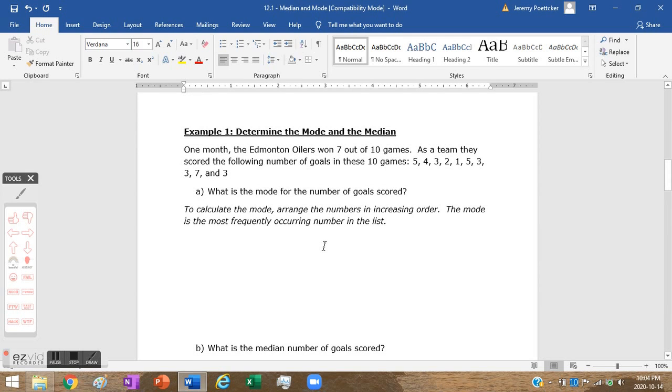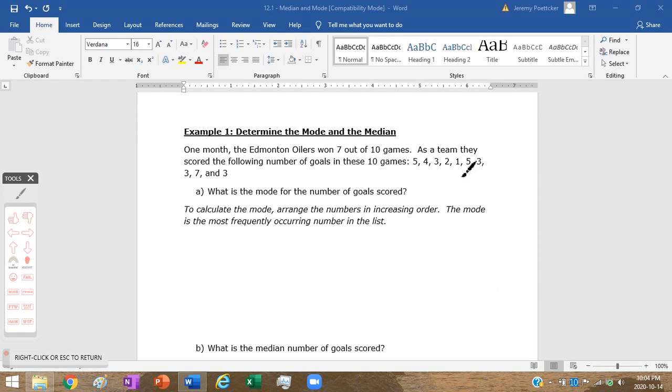So, in order to calculate the mode, arrange the numbers in increasing order. The mode is the most frequently occurring number in the list. Why do I need to worry about arranging them in increasing order? Obviously, I could look at this and say, well, the 5 shows up twice, the 3 shows up lots. The reason I arrange them in order is to make sure I don't miss anything, number 1, and number 2, you're going to also usually have to calculate the median, and that one they need to be in order. So let's take a look.